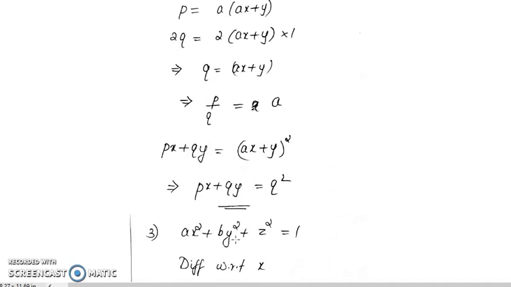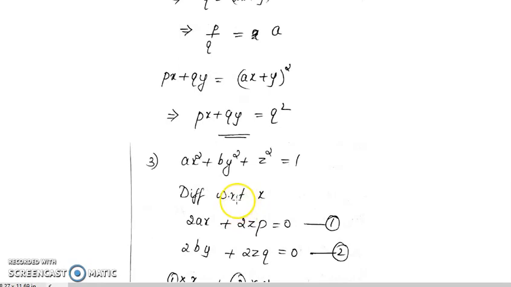And the next equation is ax square plus by square plus z square equal to 1. So differentiate with respect to x and then differentiate with respect to y. So the first equation is obtained by differentiating with respect to x. So you will get 2ax plus 2zp equal to 0, by chain rule you will get 2zp. Differentiating with respect to y, you will get 2by plus 2zq equal to 0.